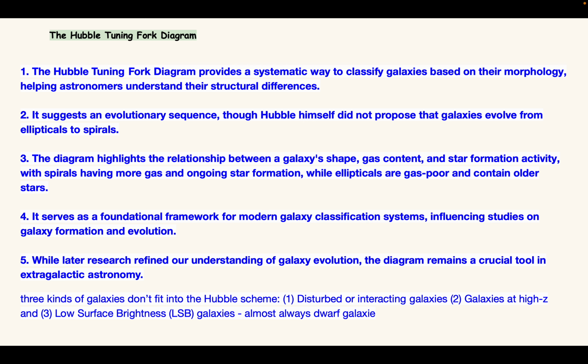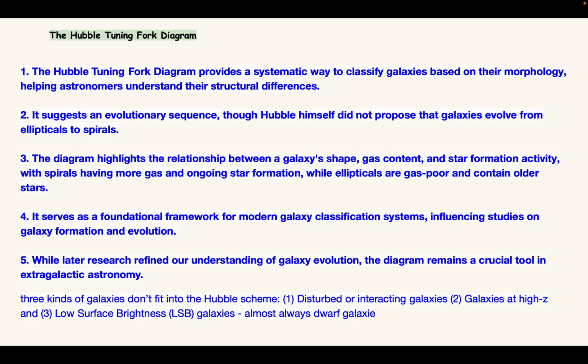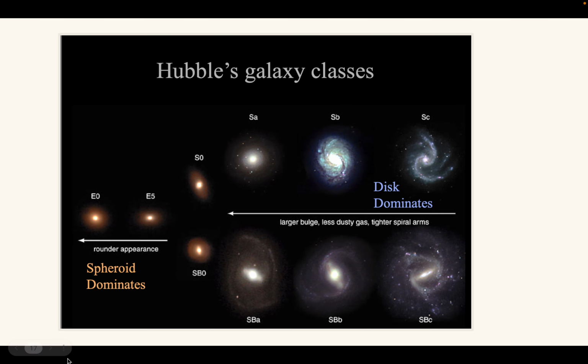Hubble himself suggested that this sequence is an evolutionary sequence, and some astronomers hypothesized that galaxies evolve from ellipticals to spirals, but over time this hypothesis was proved wrong. The key thing about this diagram is that it highlights the relationship between a galaxy's shape, gas content, and star formation activity.